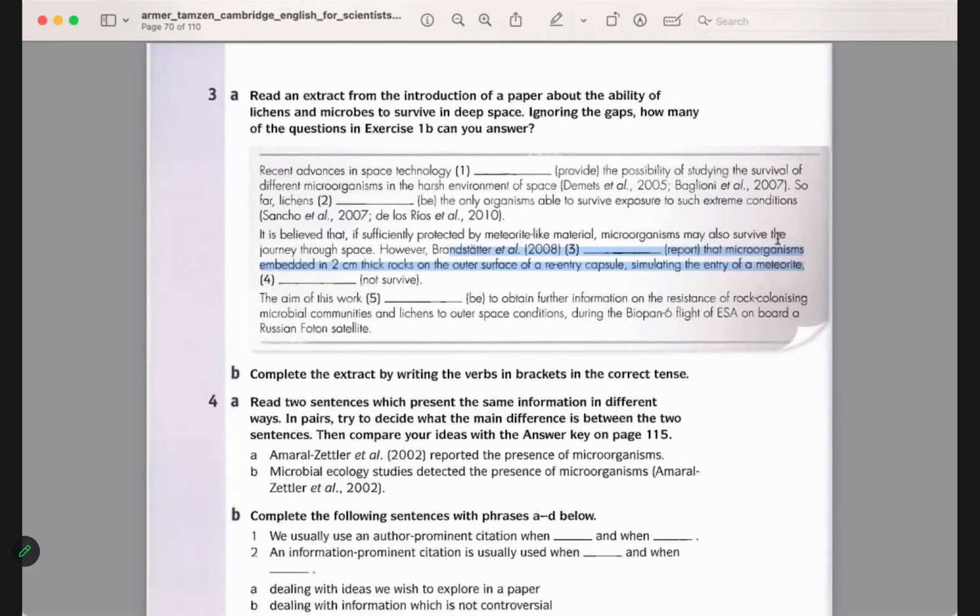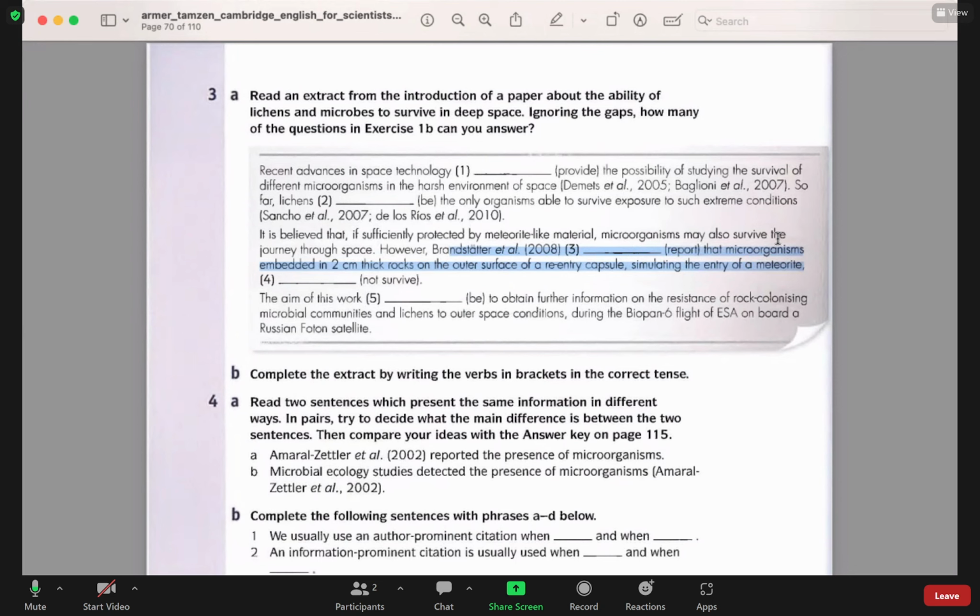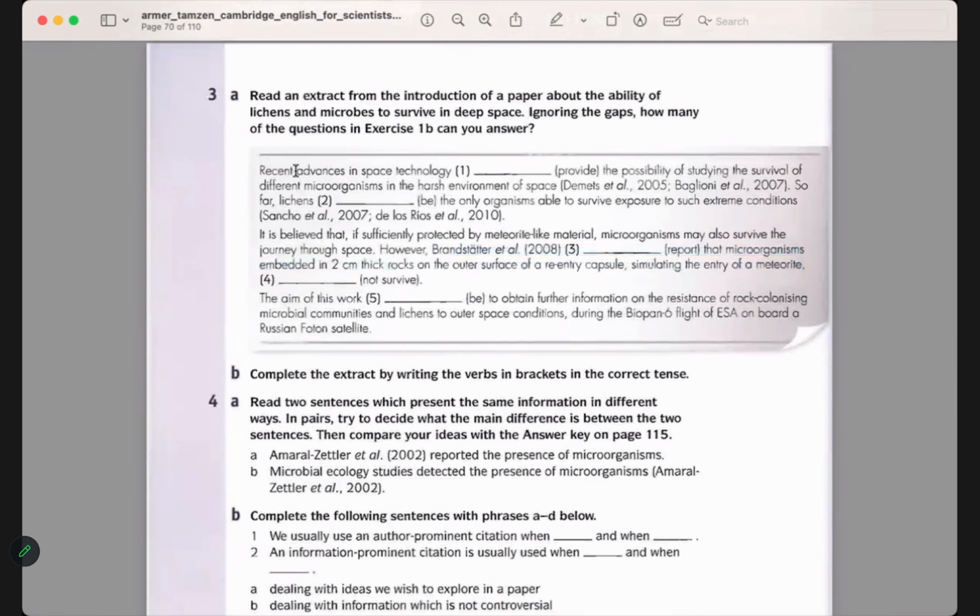Okay, and if we open the brackets, what tenses will we use in each part? Number one, what tense would be the best solution? Present simple. Recent advances. The word recent helps us. Past simple, like provided? No, it's not finished yet, because recent doesn't mean it's finished. Okay, present perfect. Yes, have provided. And about legends here also, have been.